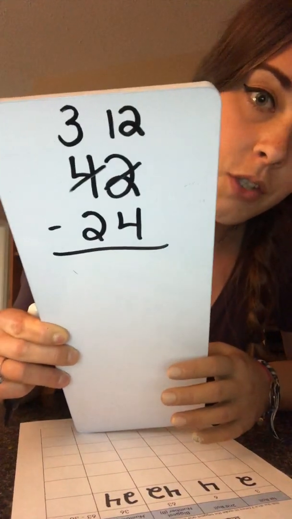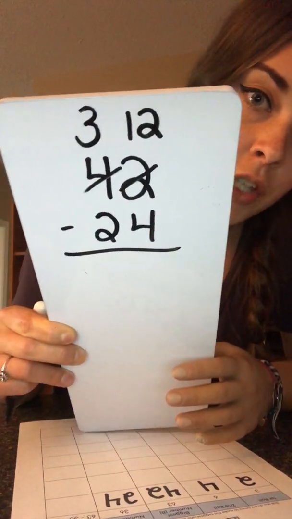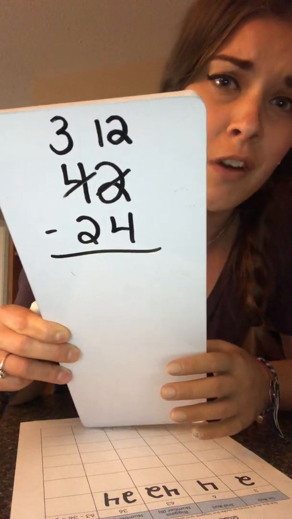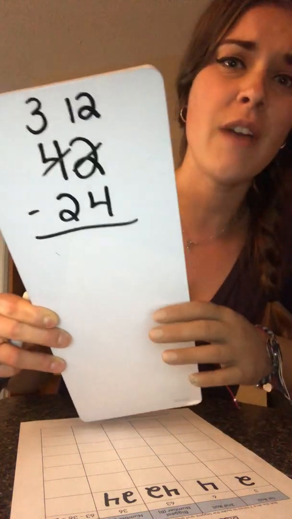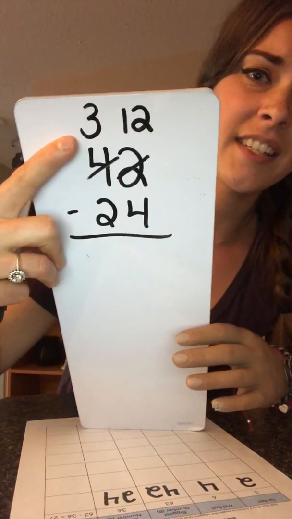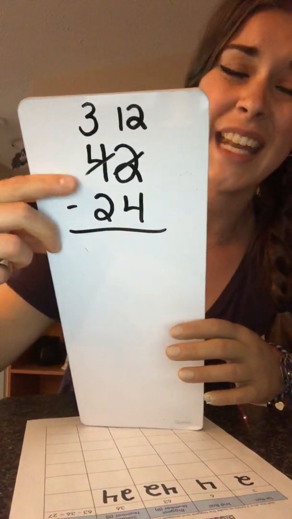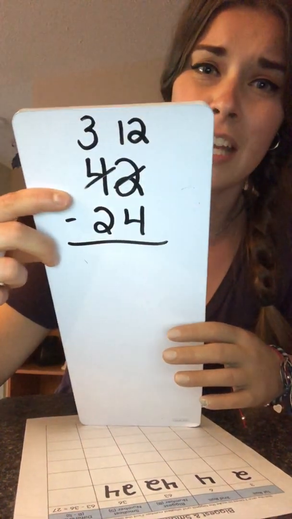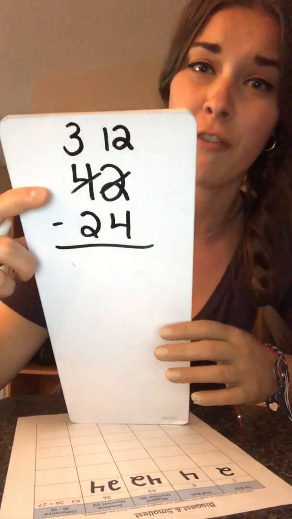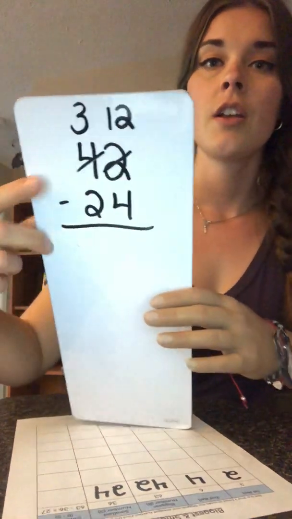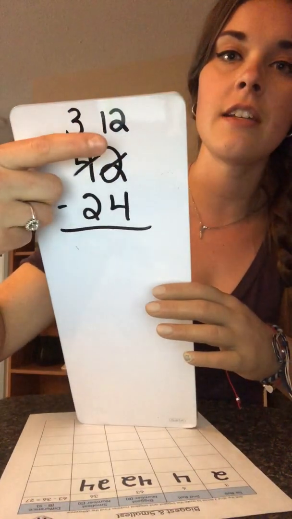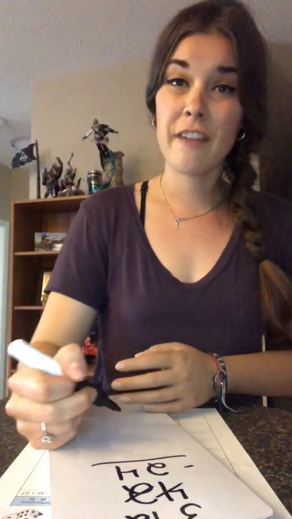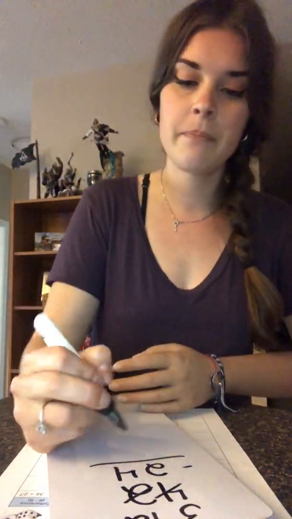All right. So I've gone ahead and I've regrouped. So again, I still have 42. I'm just showing it in a different way. I'm showing my 42 as 3 tens and 12 ones. So again, it's still 42. We've just rearranged the numbers in their place value columns to make it a little friendlier to subtract. So now I'm ready to subtract 4 from my 12. I know my fact family, so I know that's 8.